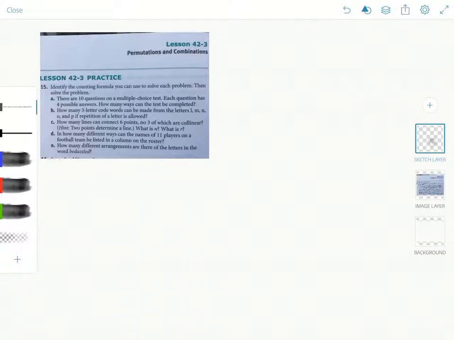For letter B, how many 3-letter words can be formed from the letters L, M, N, O, P if repetition of a letter is allowed? How many 3-letter codes? So they don't have to be comprehensible words. So we have 5 total letters, 3 that we're going to choose, and we are going to allow for repetition. So that is 5 permutation of 3, which is 5 factorial over 5 minus 3 factorial, or 120 divided by 2, which I think would be 60.